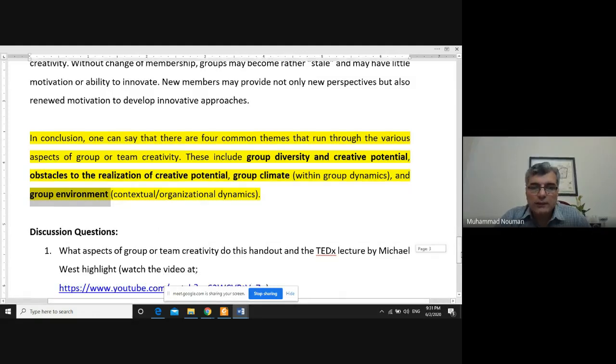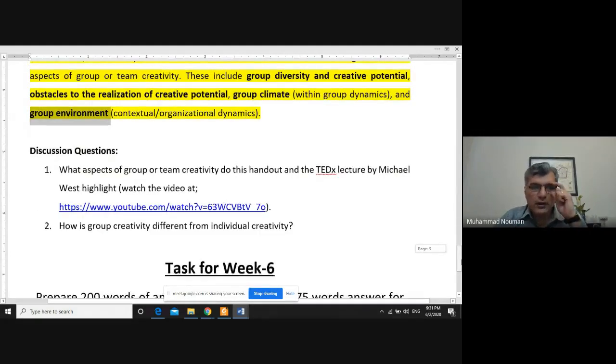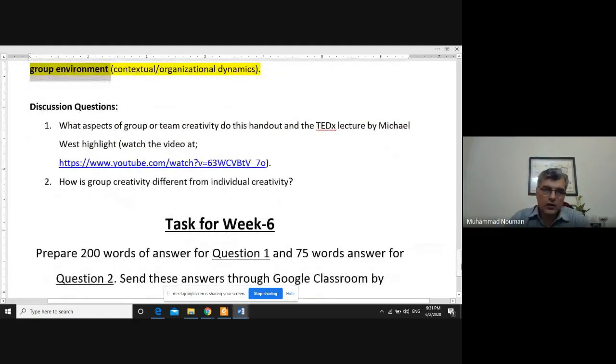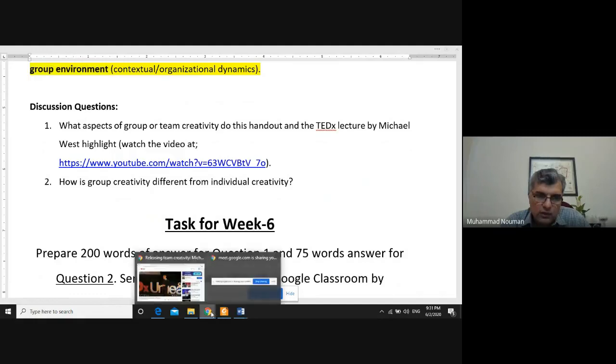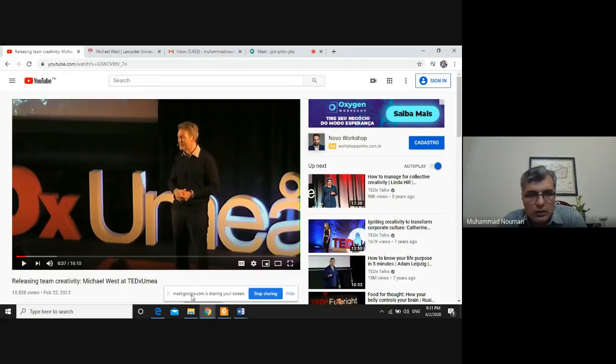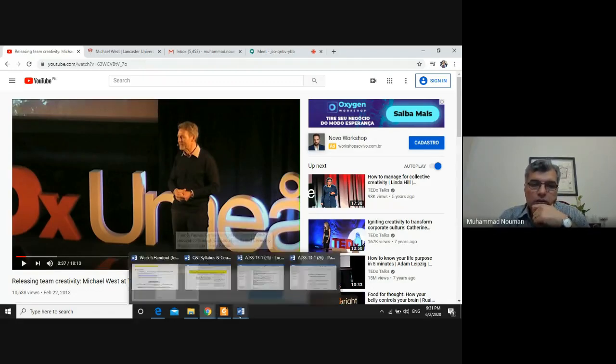So with that, I'm going to conclude this talk. As I mentioned, at the end of this handout, there are two questions. The first one is, what aspects of group or team creativity do this handout and the TEDx lecture by Michael West highlight? So the link is given for the TEDx talk. This is the one I referred to earlier. This is the video that you're going to be watching. This is an 18-minute video along with my video lecture as well.